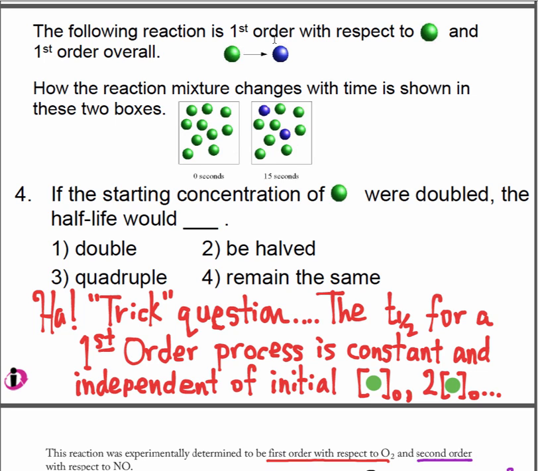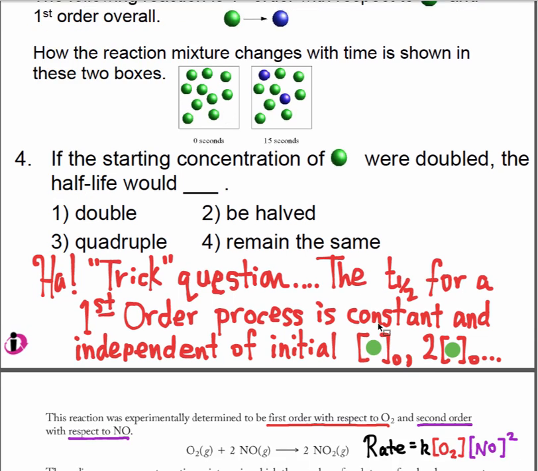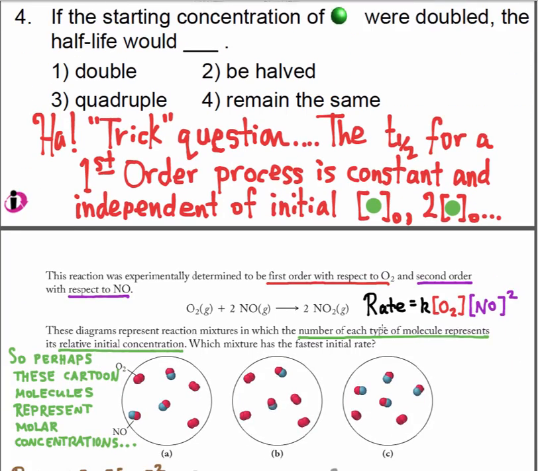If it were second order, interestingly, the half-life would not stay the same. That's a different topic for a different day, but I think we did integrate the second order reactions and found that the half-life was dependent on the original concentration. So if I double the concentration for a second order, that would change the half-life. But first order half-life stays constant.